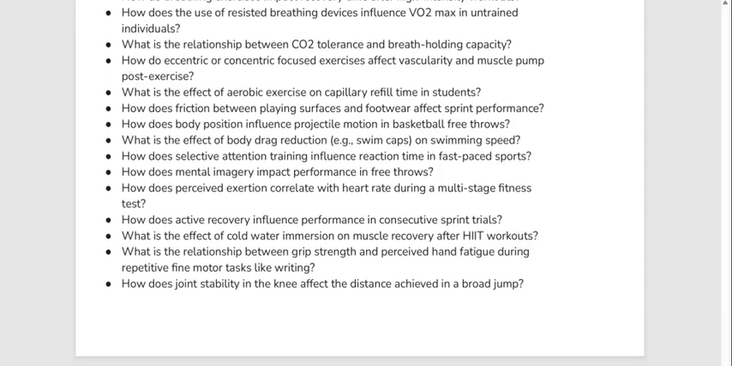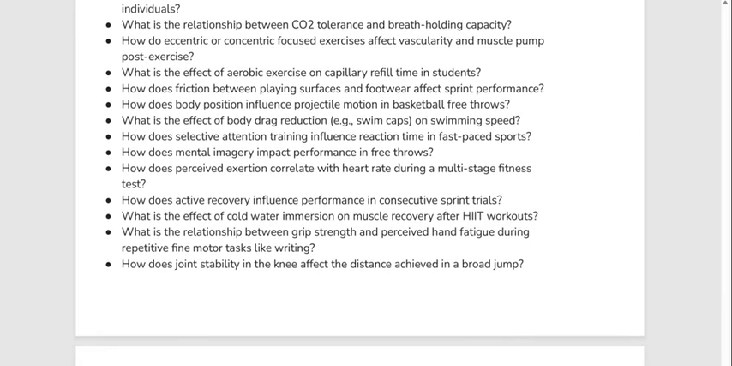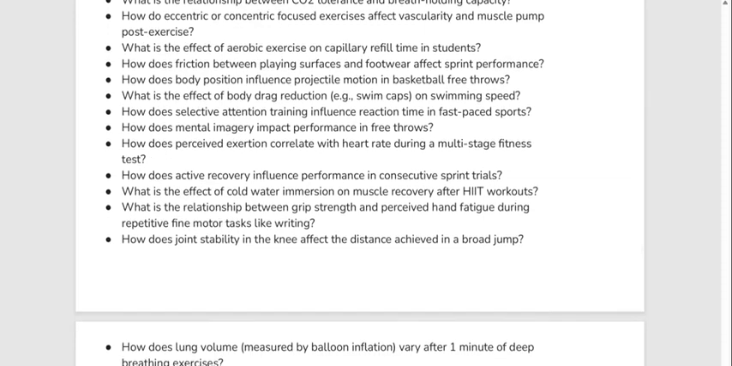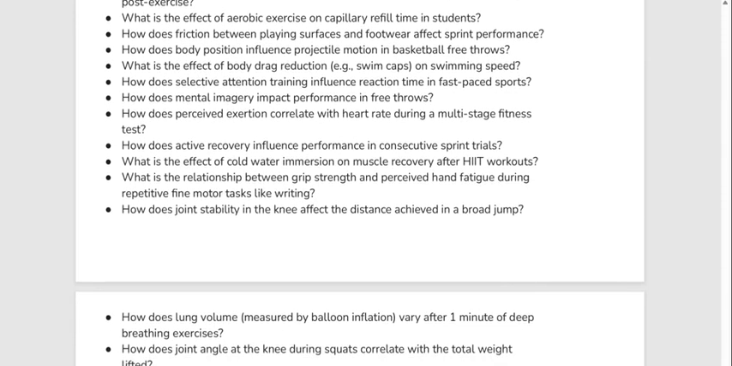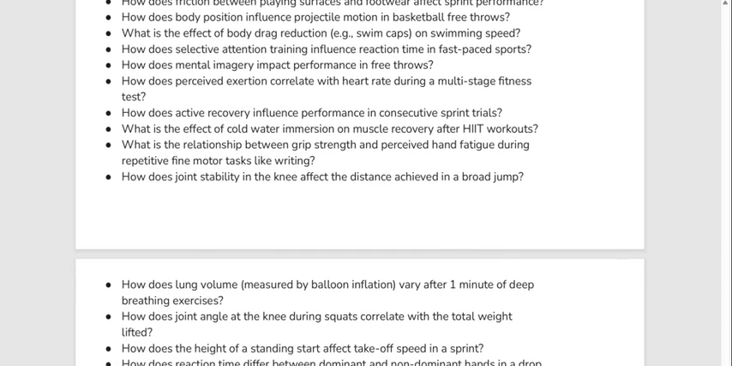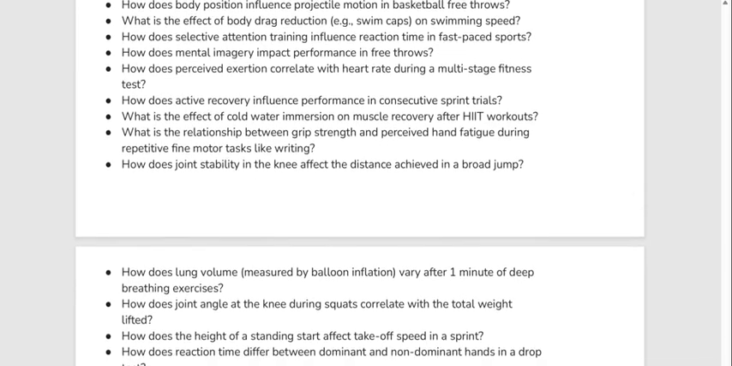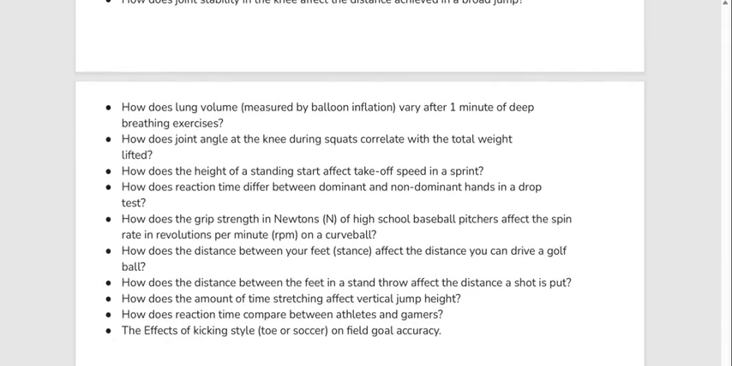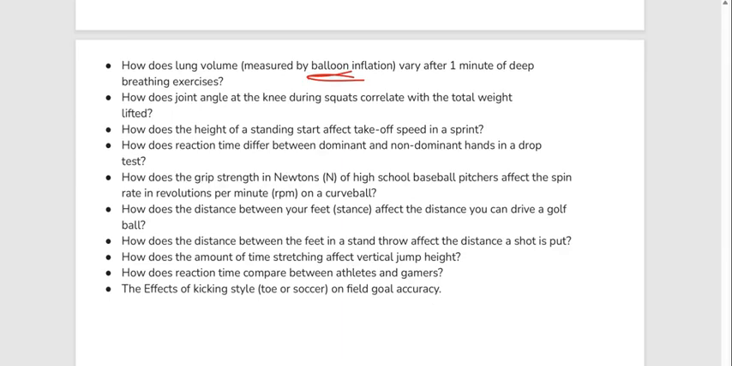What else we got? This is kind of cool. How does eccentric or concentric focus exercises affect vascularity and muscular pump after exercise? How does active recovery influence performance on consecutive sprint trials? How does mental imagery impact performance in free throws? Lung volume measurements using something easy like balloons. Yes, that is a thing. Again, you can go look these things up.